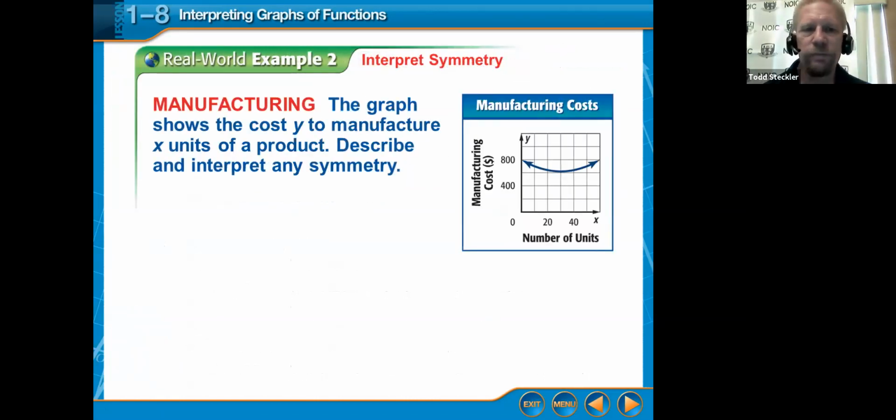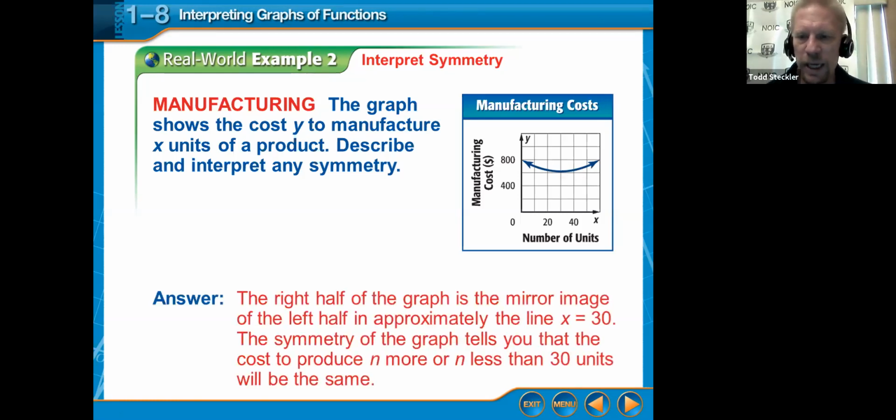Here's another graph. And they tell us that the graph shows the cost Y to manufacture X units of a product. Describe and interpret any symmetry. So symmetry means, is there a line that can cut this graph exactly in half? And there actually is. If we drew a vertical line right here at X equals 30, that would cause a reflection so that both sides of this blue graph would be right on top of each other if we folded it over. And so our line of symmetry then is X equals 30.